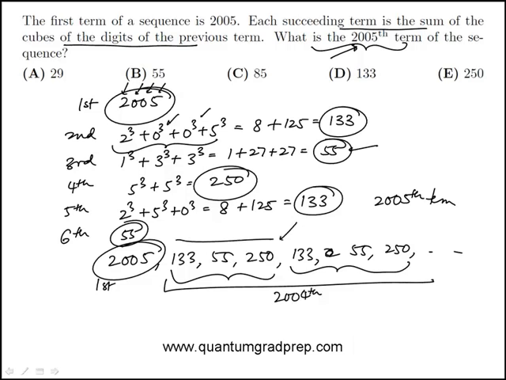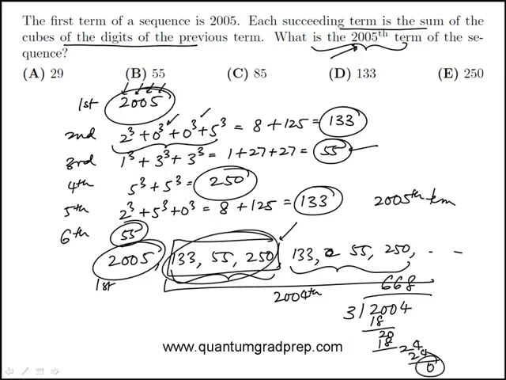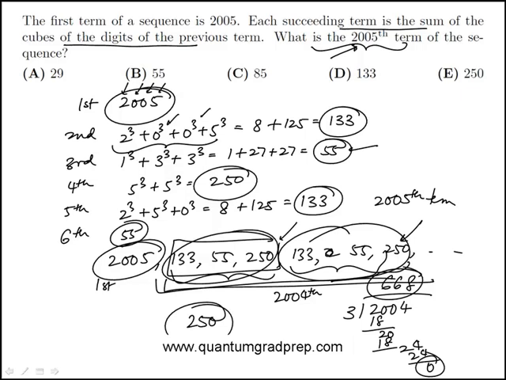So since our repeating block is 3 long, I'm going to divide this by 3 to see how many of such blocks I can accommodate. So 3 times 6 is 18, 3 times 6 is 18, 24, 3 times 8 is 24. So no remainder, which means that we'll have an integer number of such blocks, meaning 668 such blocks, which means that the 2004th term in this remaining piece would be the last term in that block, which is 250. So the 2005th term of the sequence is 250, which is answer choice E.